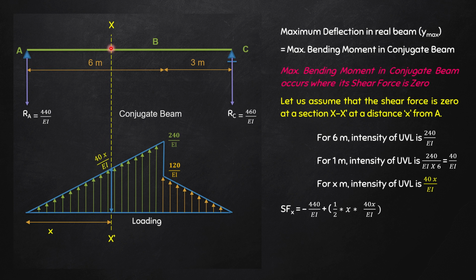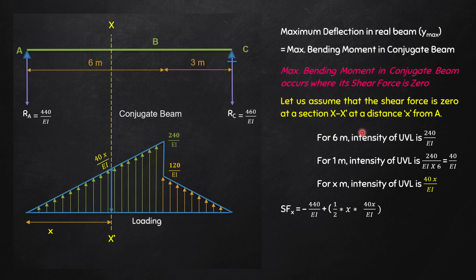What are the two things that I have to take into account? One is this RA, that is in the downward direction, and one is this upward UVL, having the base as x and the height as 40x by EI. Left of section upwards force is taken as positive. So the shear force at x will be minus 440 divided by EI, because it is downward, plus, since this is upward, half into x into 40x by EI.